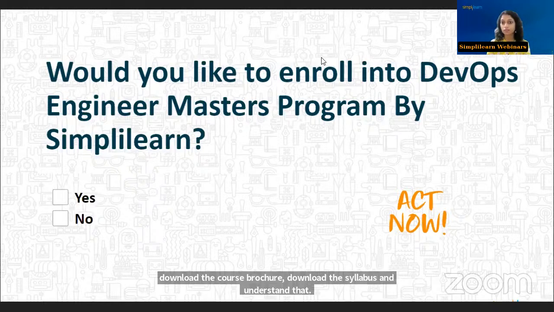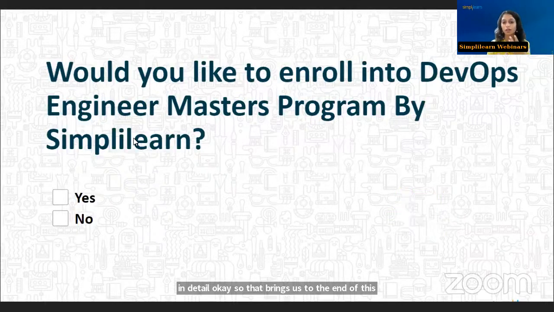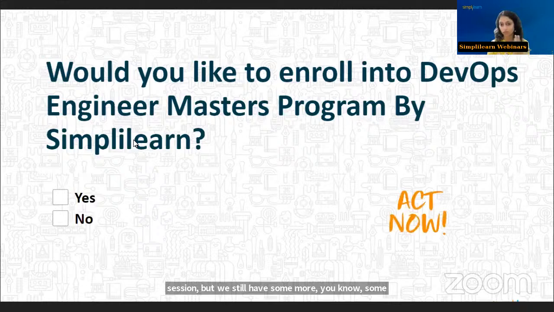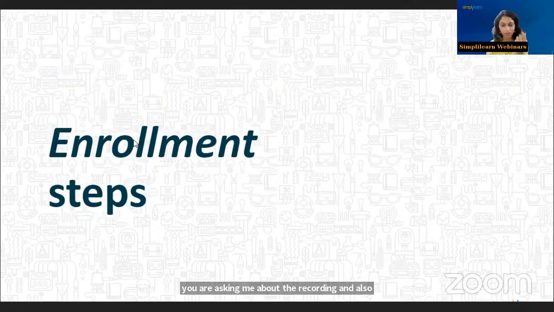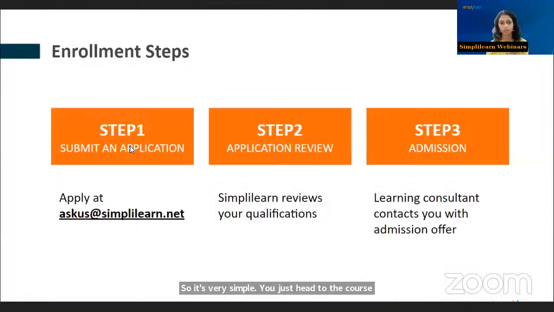Okay. So that brings us to the end of this session, but we still have some more to go. Most of you are asking me about the recording and also the certificate, right? But before that, let me quickly talk about the enrollment steps. It's very simple. You just head to the course page and fill in your application. Then there's an application review just to see if your profile is a fit, basically if you meet the eligibility criteria that I mentioned earlier. Then a learning advisor gets in touch with you, giving you a confirmation that you can go ahead and enroll. Once you pay the course fees, you get access to the LMS and all the learning resources.